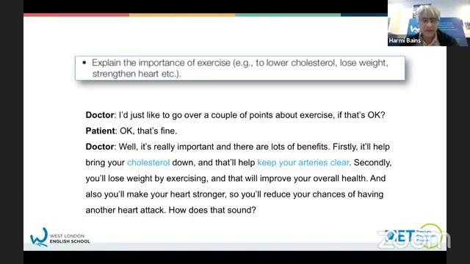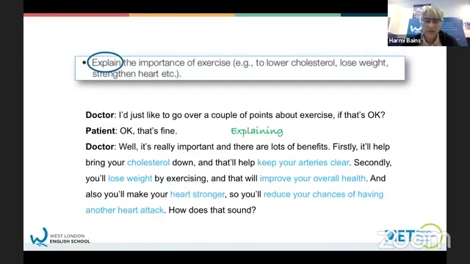And then I talked about cholesterol really clearing your arteries. And I'm explaining that's really what I'm doing. I'm losing weight. You can lose weight. It improves your health. And strengthening your heart reduces your chance of having heart attacks. So I'm doing the task. I'm really explaining. And what you'll notice is that I've explained in a very simple way.